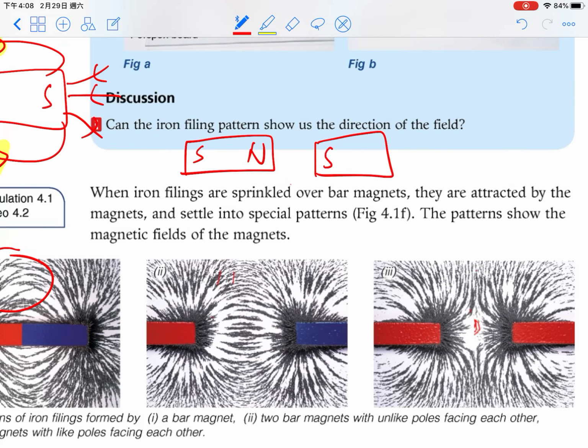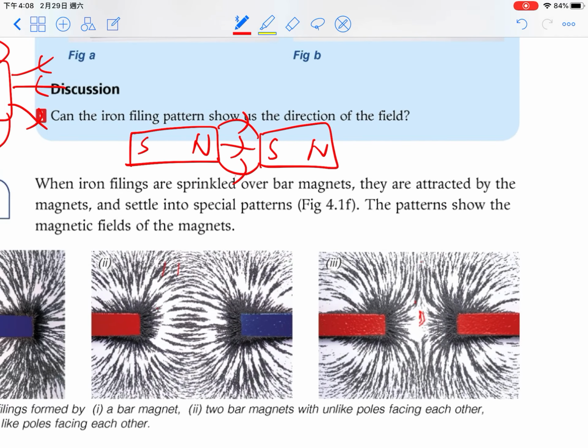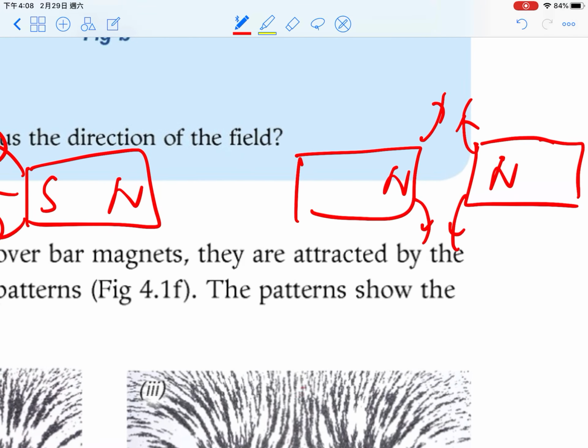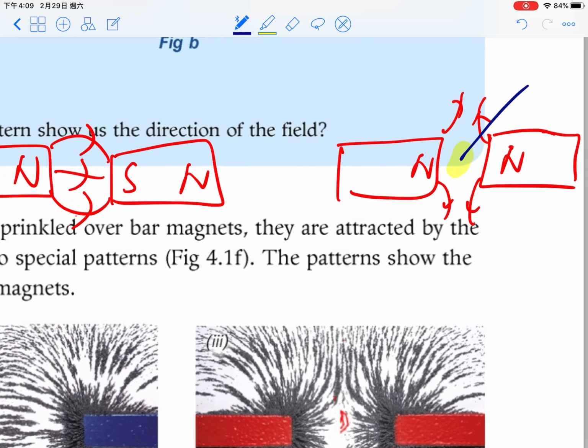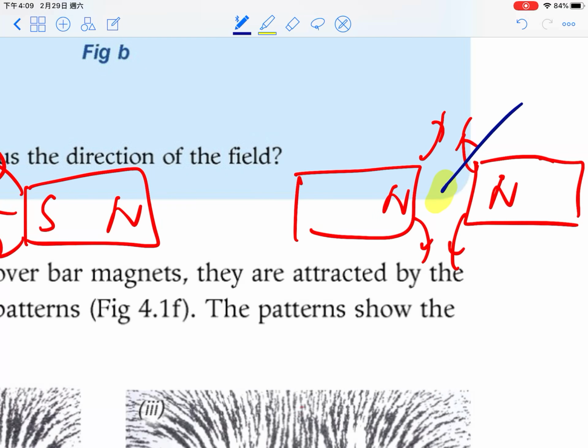two bar magnets, we can also draw the magnetic field. Start from N to S. Again, two north poles, so we know it comes from the north, but here in the middle we found that point. Do you remember the name? Yes, no magnetic field. It's the neutral point.